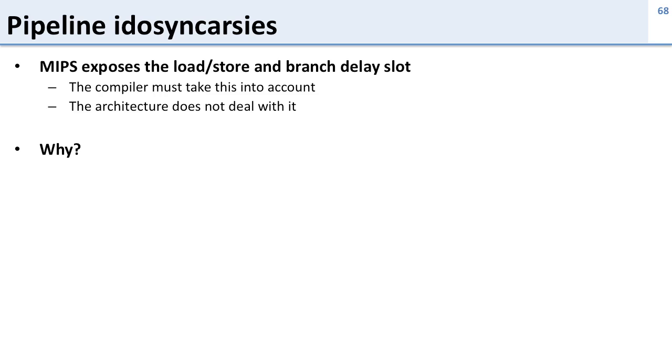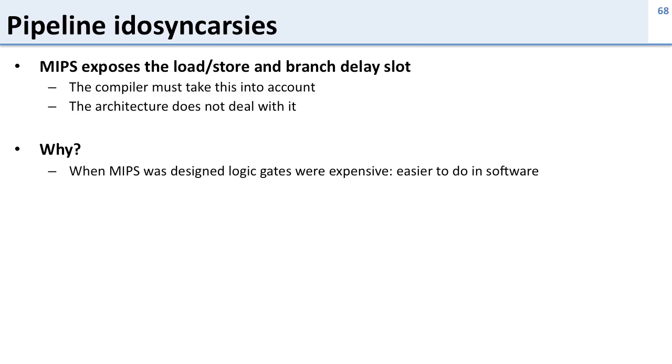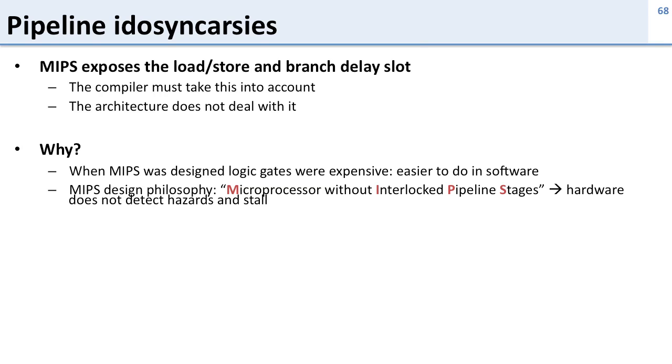And why did they do that? Well, when MIPS was designed, logic gates were expensive. They didn't have that many transistors to work with, so they felt this was easier to solve in software than it was to solve in hardware. Another part of this is the MIPS design philosophy. MIPS stands for microprocessor without interlocked pipeline stages. That is, MIPS is explicitly a design that does not detect hazards and stall. This is left up to the software to do.